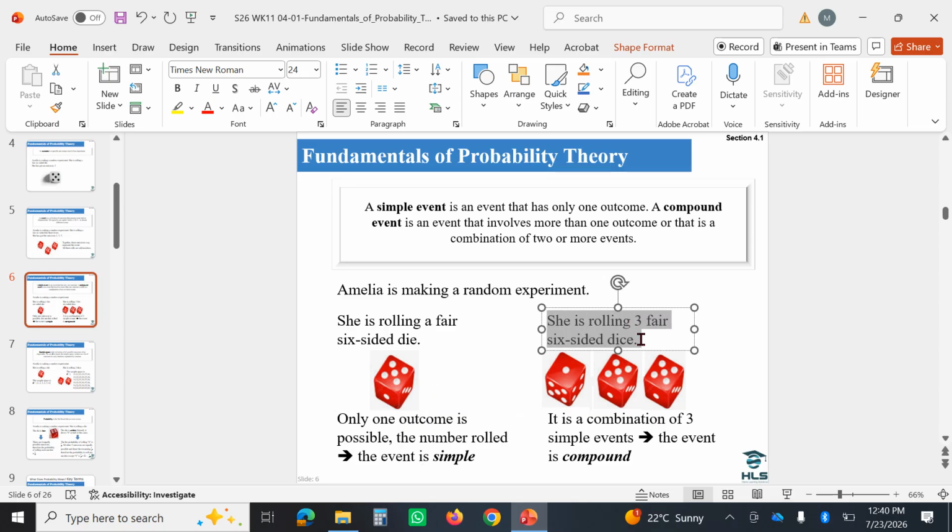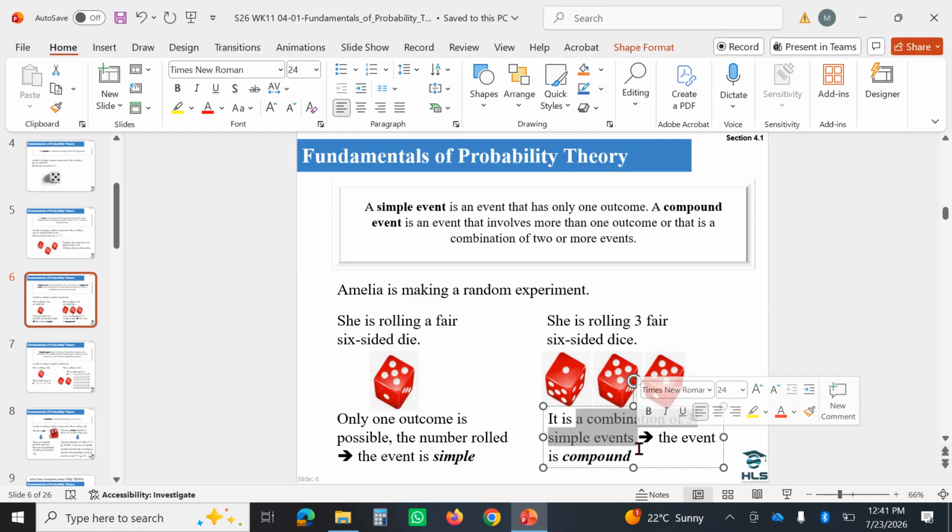Then she rolls the dice 3 times. This is a combination of 3 simple events. The event is a compound one. Many different combinations, right? If there's only one combination, then it's what we call simple.